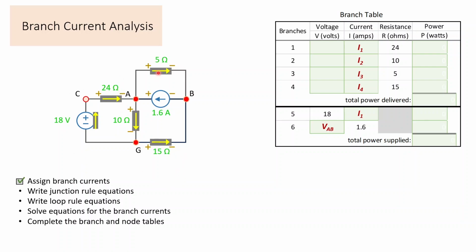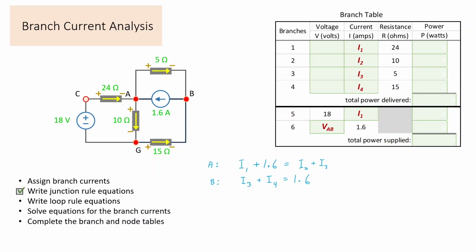For the other 3 resistors, we just make a best guess, and you don't have to overthink it. And so we have our branch currents, and notice that for the constant current source, we actually do not know the volts across the junctions A and B, but we do know the current.